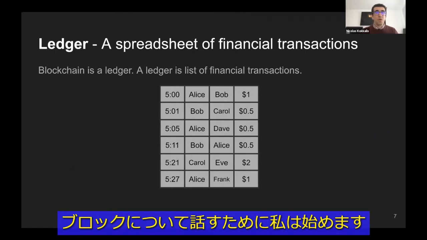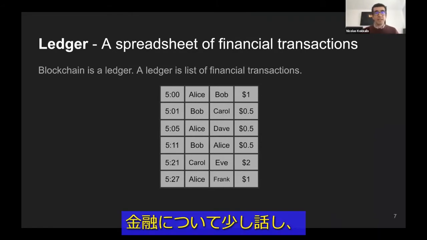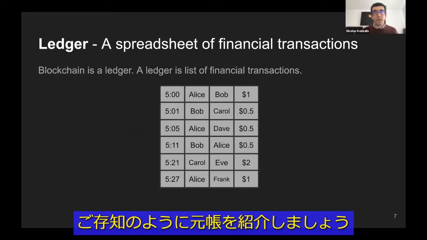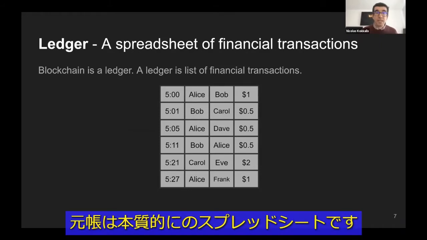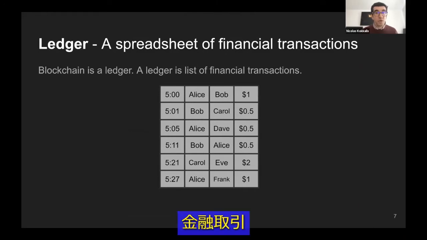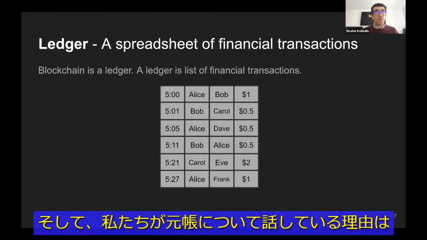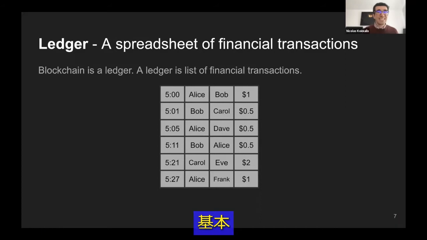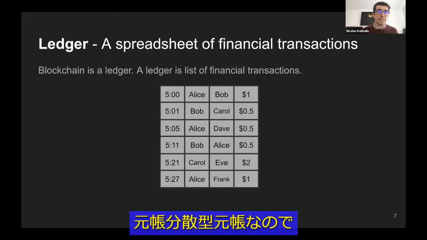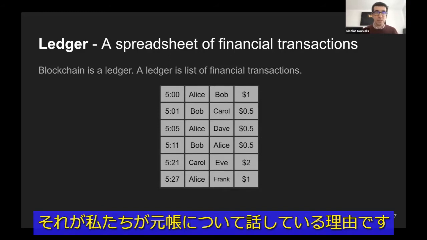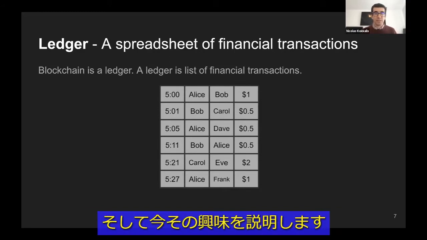To talk about blocks, I'll start talking a little bit about finance and ledgers. And let's introduce ledgers. As you know from your finance classes, a ledger is essentially a spreadsheet of financial transactions. And why we're talking about ledgers is that the fundamental facility of a blockchain is essentially a ledger, a decentralized ledger. So that's why we're explaining ledgers right now.